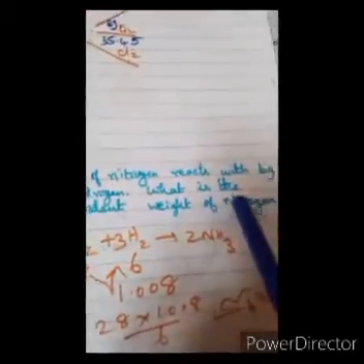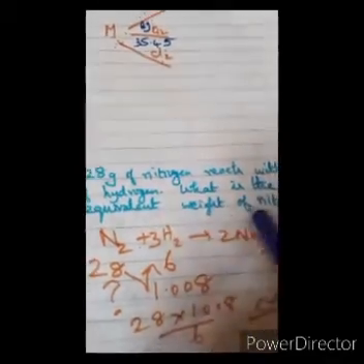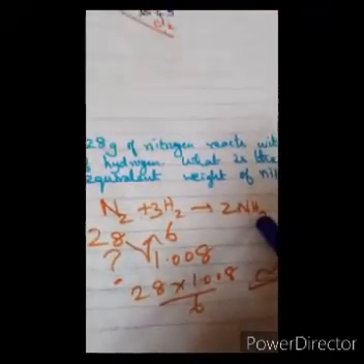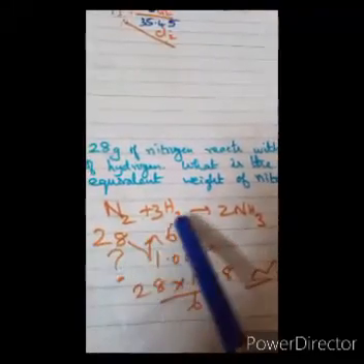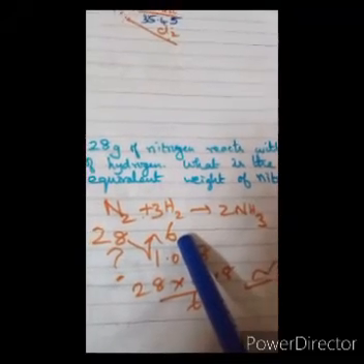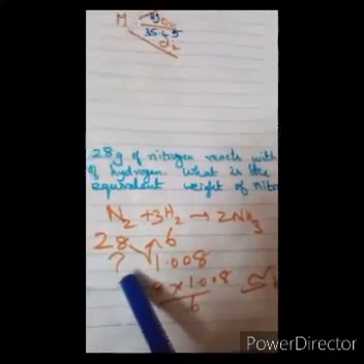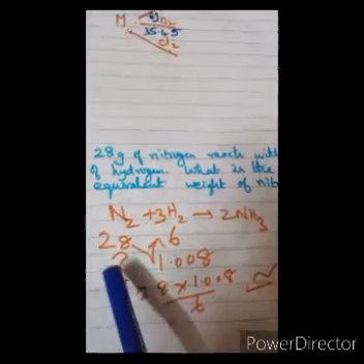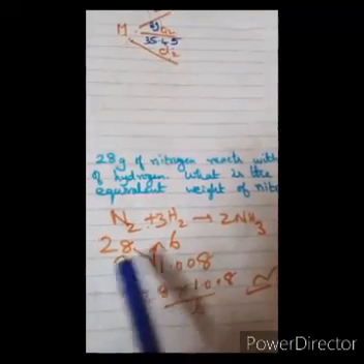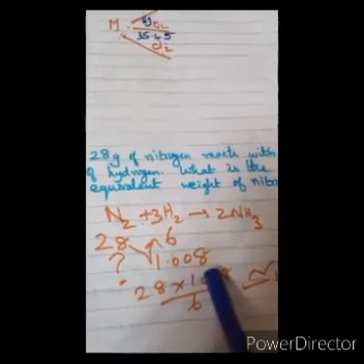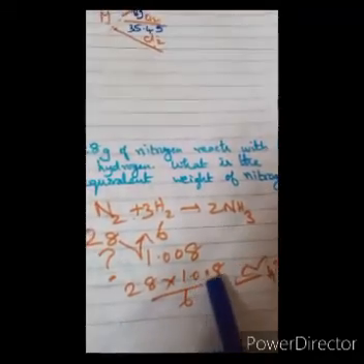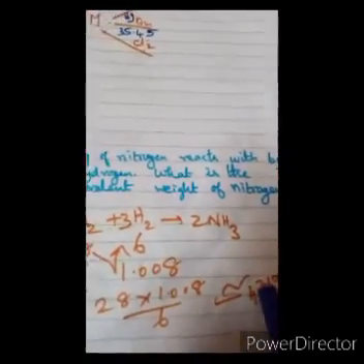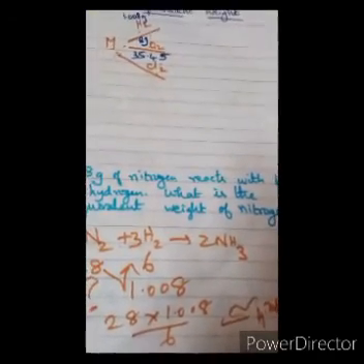28 grams of nitrogen reacts with 6 grams of hydrogen. What is the equivalent weight of nitrogen? Nitrogen reacts with hydrogen to form ammonia. According to the question, 28 grams of nitrogen has combined with 6 grams of hydrogen. We will consider only that weight of nitrogen which combines with 1.008 grams of hydrogen as the equivalent weight. So if 28 can combine with 6 parts, how much of nitrogen will combine with 1.008 parts? So 28 into 1.008 by 6, we'll get the answer as 4.74 gram per equivalent. This is the equivalent weight of nitrogen.